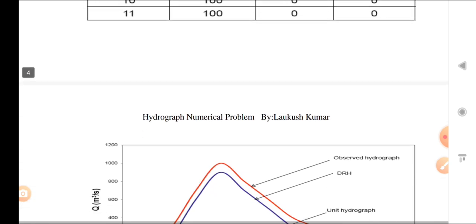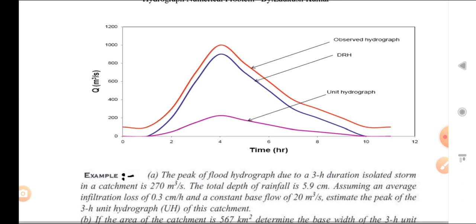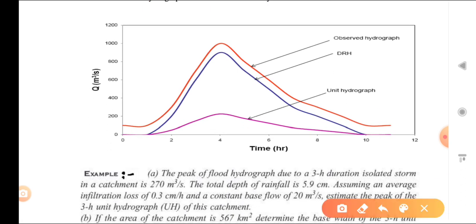Now you can see the graphical representation also. Here the values are given to you. So what do we have to do? How will we go from flood to DRH? We will subtract the base flow. When we subtract the base flow, we get the DRH. And how will we go from DRH to unit hydrograph? We have to divide the DRH by the effective rainfall. And suppose we have to go from unit hydrograph to DRH. Then we have to multiply the unit hydrograph by ER. In the previous problem, when we divided, we got the unit hydrograph.